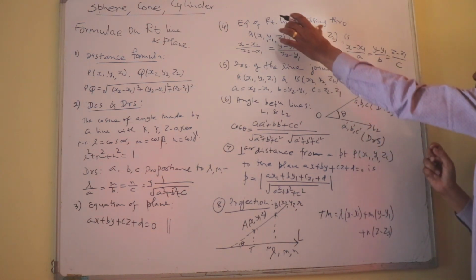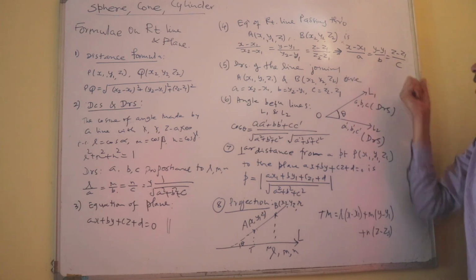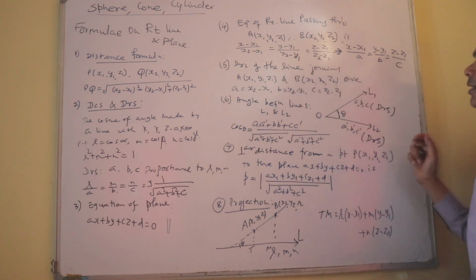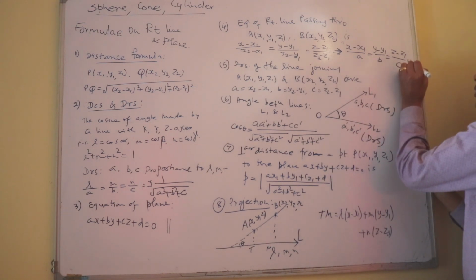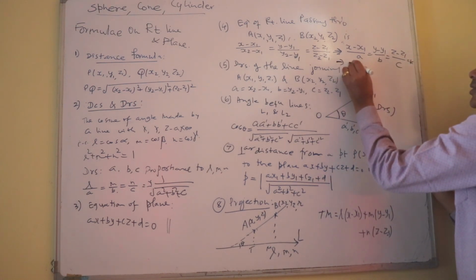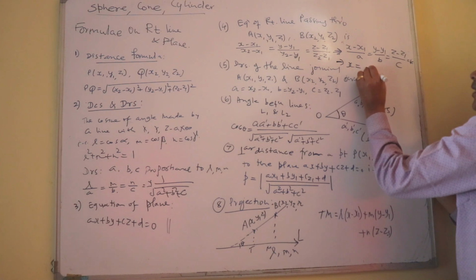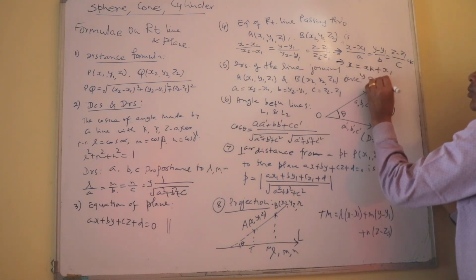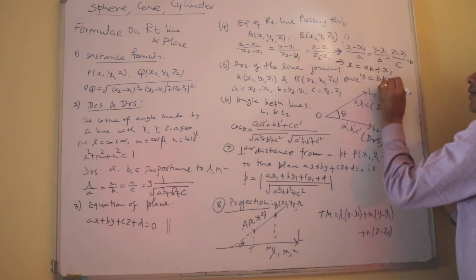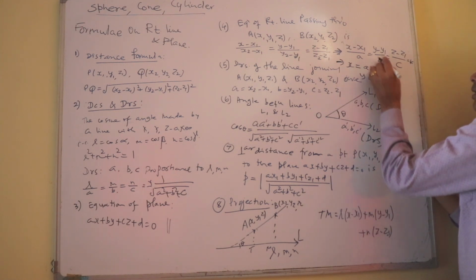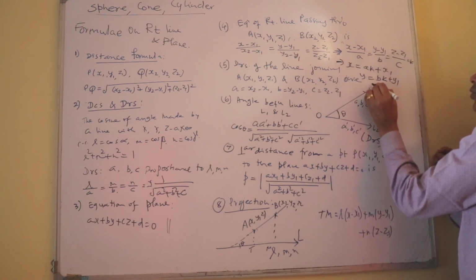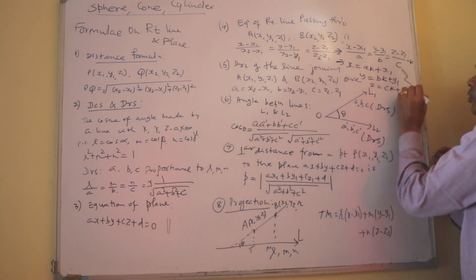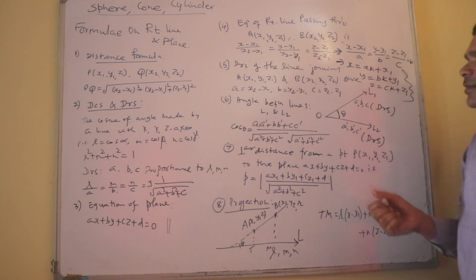Two points on the line are given, and a, b, c are called the direction ratios of the line. If you would like to write down a general point on the line, it is given by x equal to ak plus x1, y equal to bk plus y1, if you compare the second ratio with k, and z equal to ck plus z1. So this is called the general point on the line.